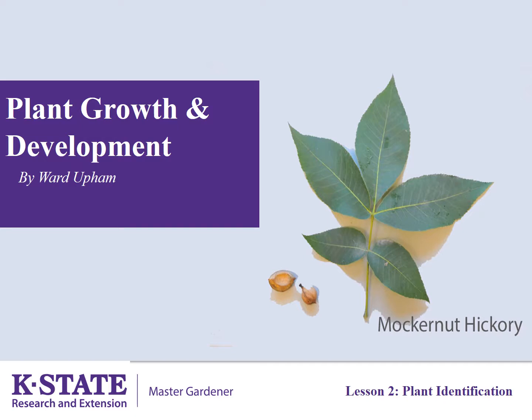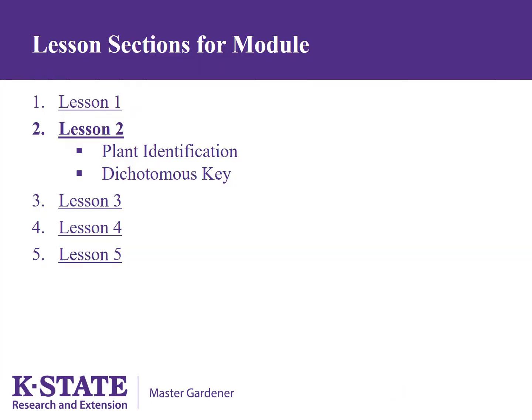In this, our second lesson, we'll be looking at an area that many gardeners are curious about. This area is plant identification. We'll also be looking at one of the tools used to help with plant ID. A dichotomous key can be used even by novice master gardeners to help identify a plant.